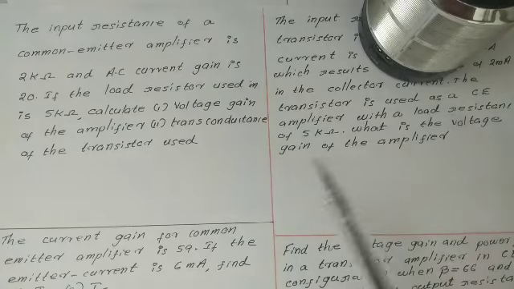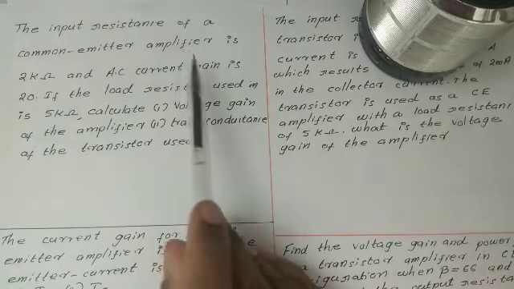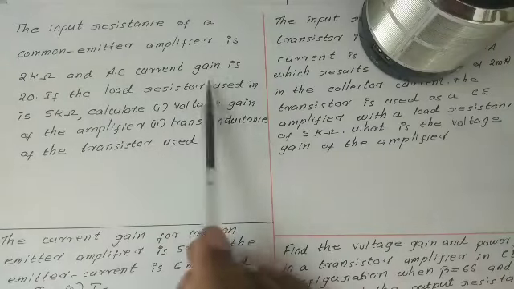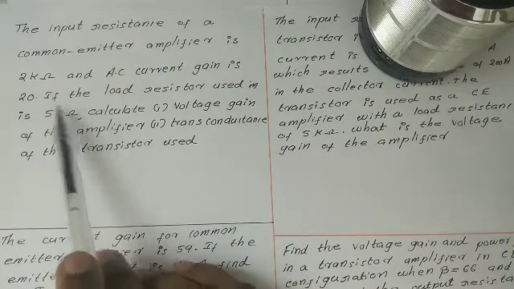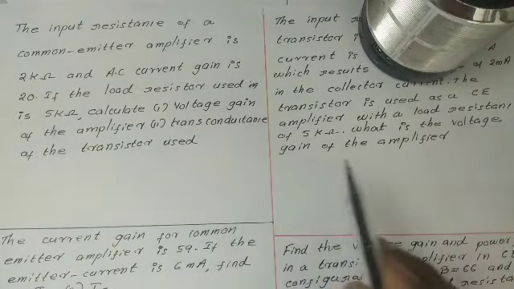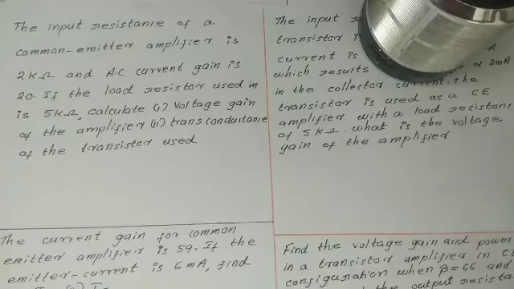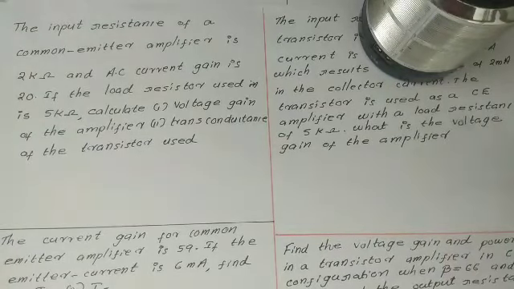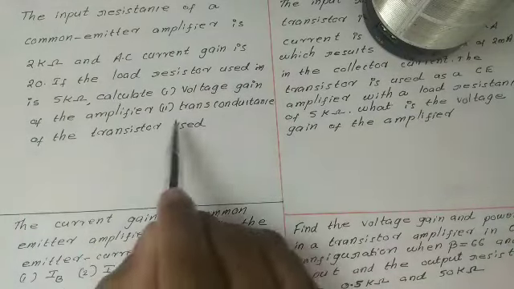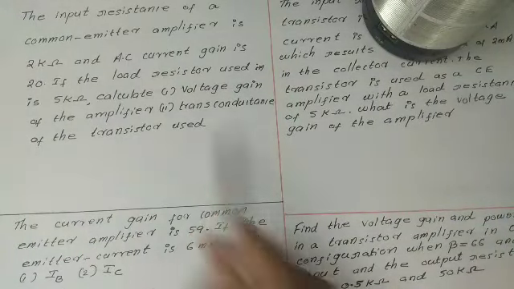Okay, proper questions. The input resistance of a common emitter amplifier is 2 kilo ohm and AC current gain is 20. If the load resistor used is 5 kilo ohm, calculate the voltage gain of the amplifier and the transconductance of the transistor used.